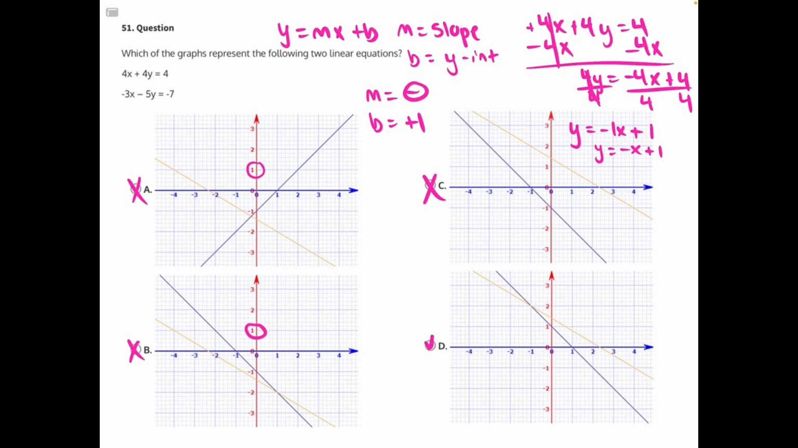At that point, you could mark it and move on with the rest of your test, but for the sake of the video, I'll go ahead and show you the rest of the reason why answer choice D is correct. Let's put this other equation into slope-intercept form now. We will have negative 3x minus 5y equals negative 7.